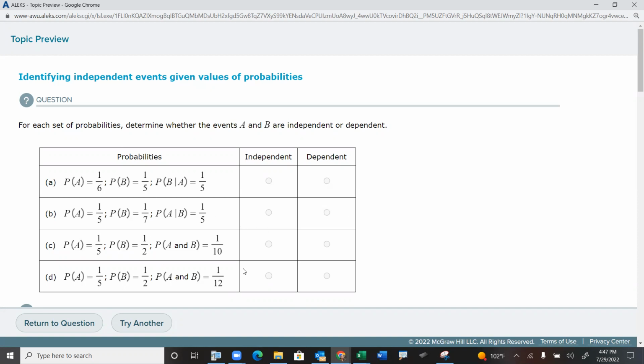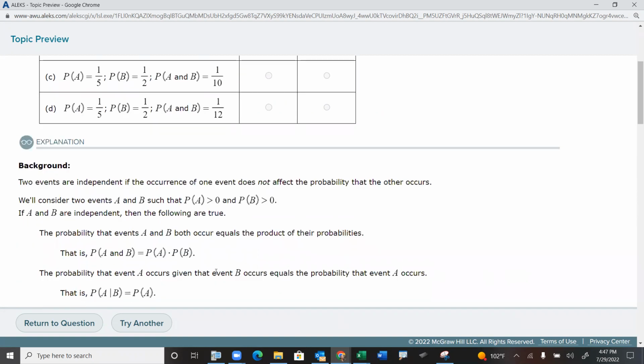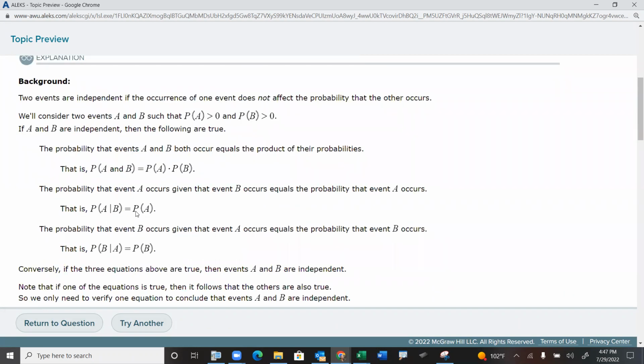So 4 sets. Okay, now I'm going to look at their explanation because it has a lot of good information that, well, I was going to give you anyway. So it says two events are independent if the occurrence of one event does not affect the probability of the other. So if A occurs, the probability of B is the same thing as it would have been if A had not occurred. That's what they mean.